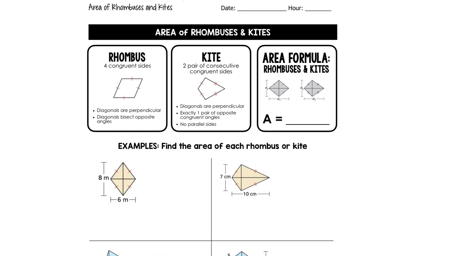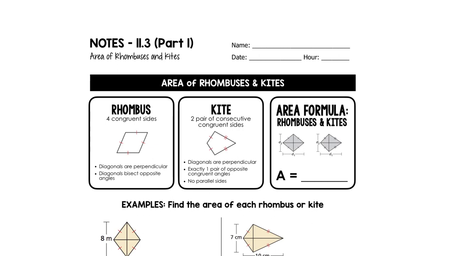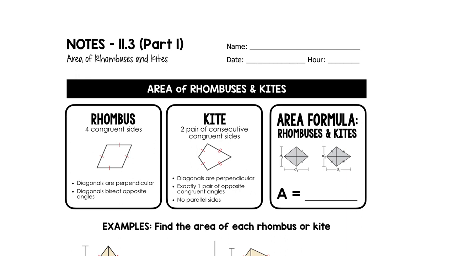Okay, so today we are looking at our notes for, they say 11.3 part 1 on the top of them, but we are actually doing this second. So yesterday we did 11.3 part 2, I guess, which was the area of regular polygons. Today this is the area of rhombuses and kites.